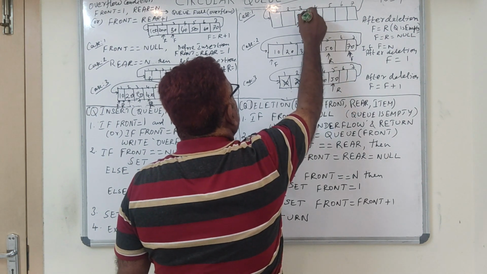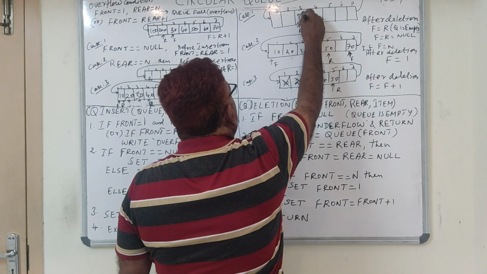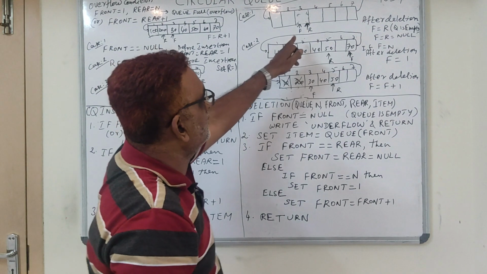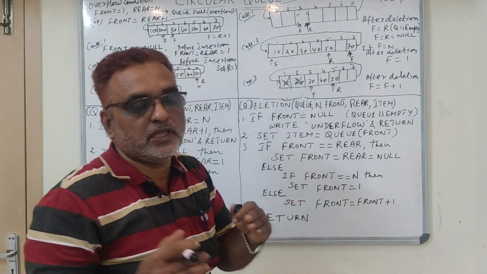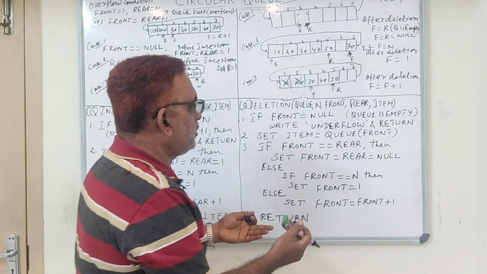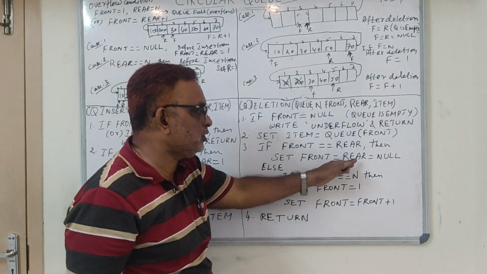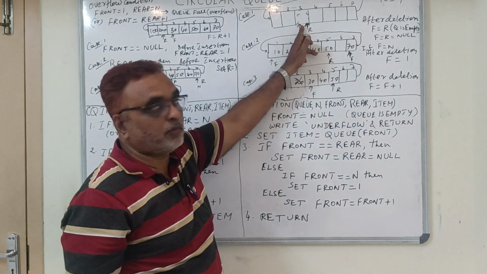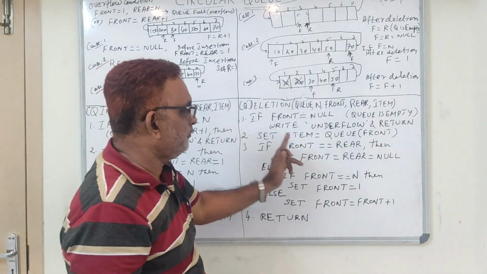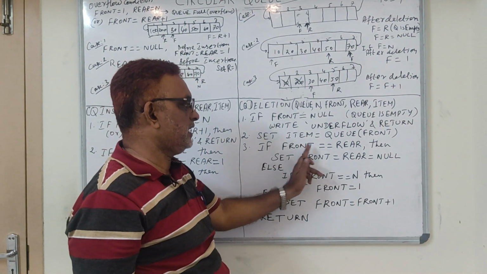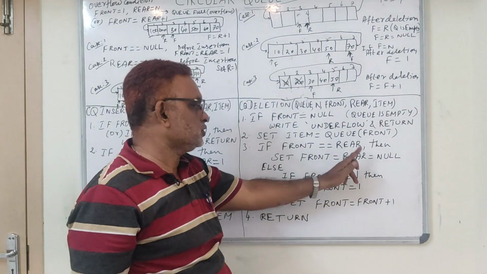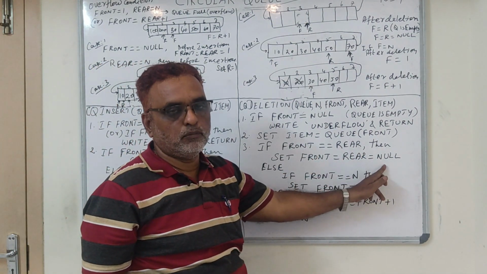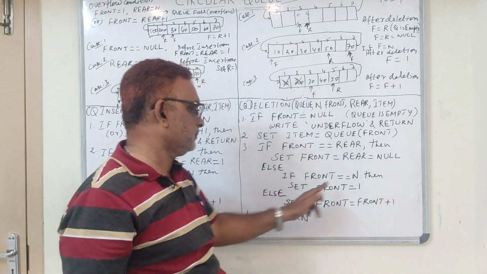and the same data. Let us consider we are deleting this data. Once you delete this data, what will happen? Both F and R must point to nothing. So you have to make the value of both front and rear equal to null. After deletion, they are pointing nothing. If front and rear are both at the same location, then you make both the values null.